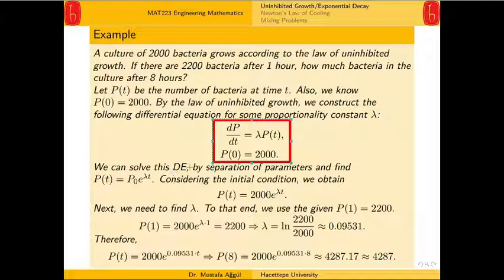We can solve this differential equation by separation of variables and find P(t) is equal to P(0) times e to the lambda t.